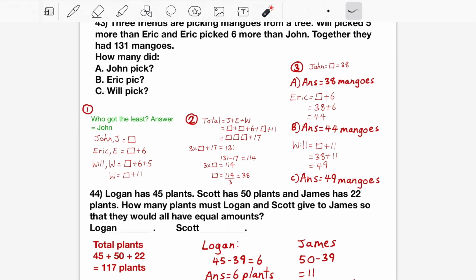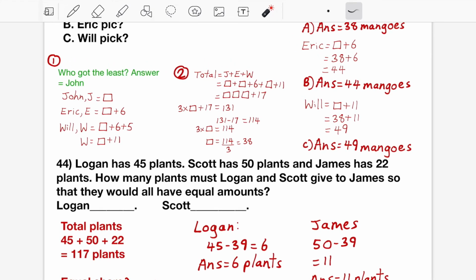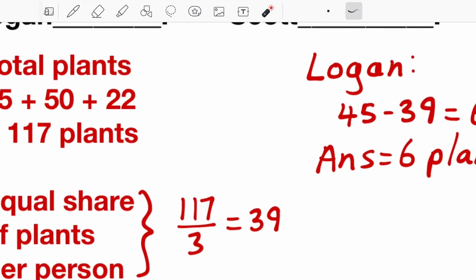Number 44. Logan has 45 plants, Scott 50, and James 22. How many plants must Logan and Scott give to James so that they would all have equal amounts? So what we can do is add everybody's amount and then divide it into 3 to see how much each person is supposed to get if the shares are equal.